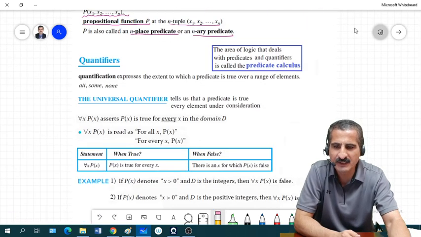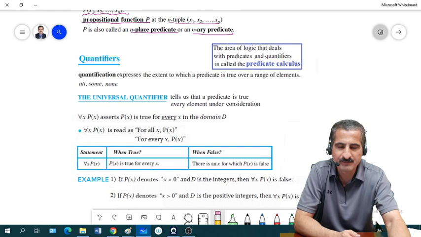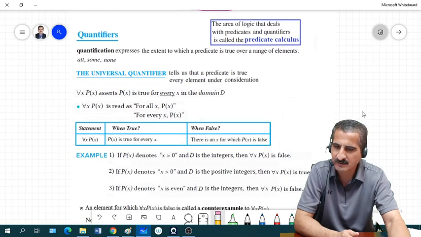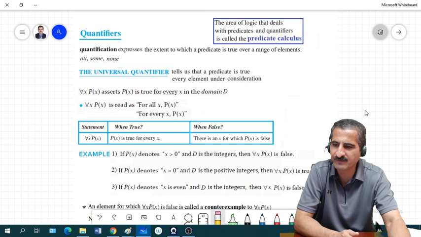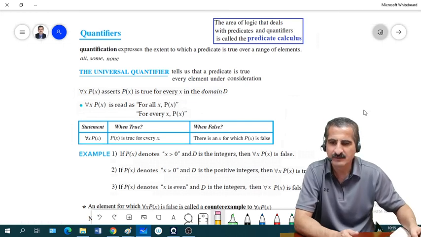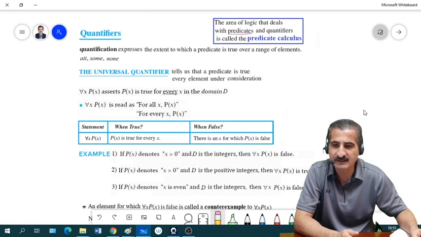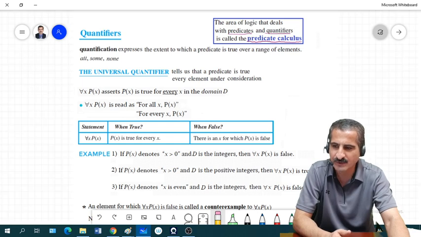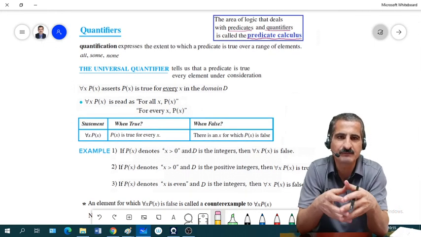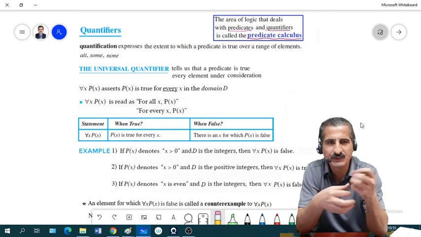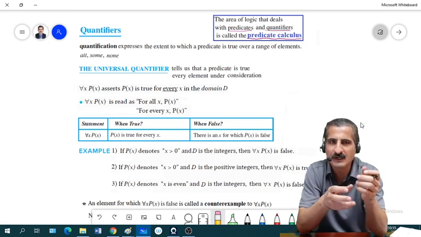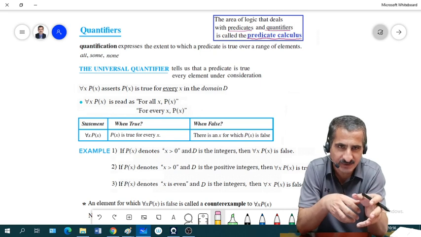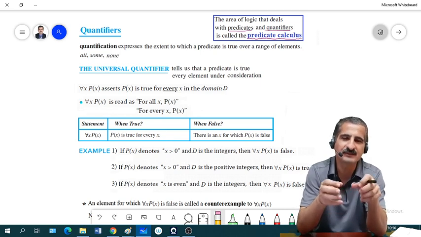Okay, now we have learned what a predicate is. Now we will learn what quantifiers are. The area of logic that deals with predicates, which we learned, and the quantifiers that we will learn, is called the predicate calculus, and this is a big topic, a big area. Okay, quantifiers. The word comes from quantity. So quantifiers tell how much or how many is the quantity of things that satisfy a certain property.